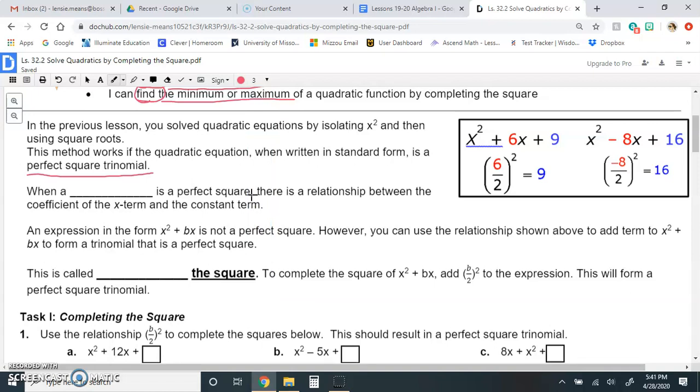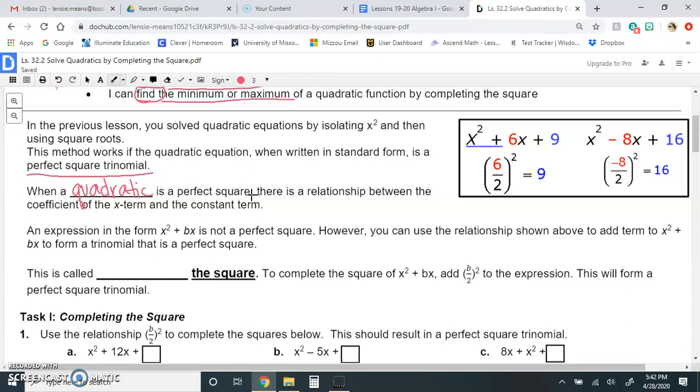When a quadratic is a perfect square, there is a relationship between the coefficient of the x term and the constant term. So here we're talking about our b value and our c value. An expression in the form of x squared plus bx is not a perfect square. However, you can use the relationship shown above to add terms to x squared plus bx to form a trinomial that is a perfect square.